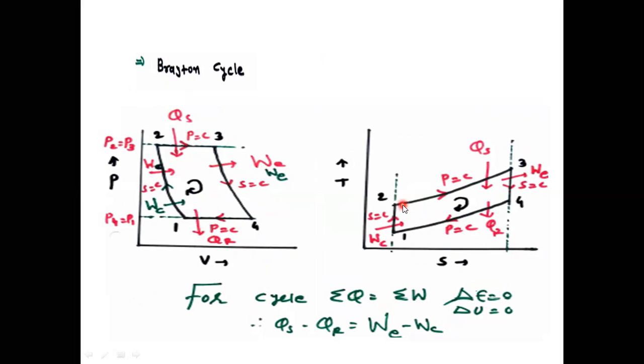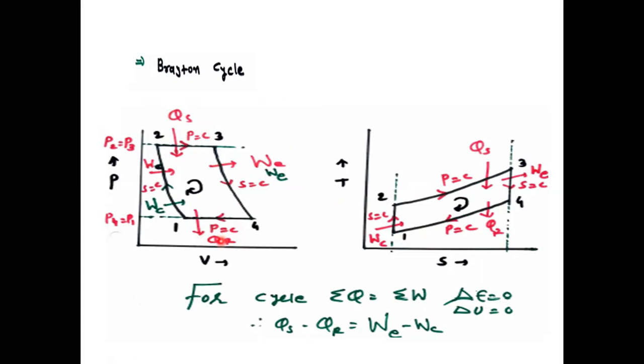You can see on the TS diagram also. 2 to 3 is an isobaric process, heat is supplied. 4 to 1 is an isobaric process, heat is rejected. So heat interaction during an isobaric process can be calculated by m Cp delta T. Here we take m is equal to 1 kilogram. So heat interaction QS is equal to Cp delta T, and for process 2 to 3 it's T3 minus T2.